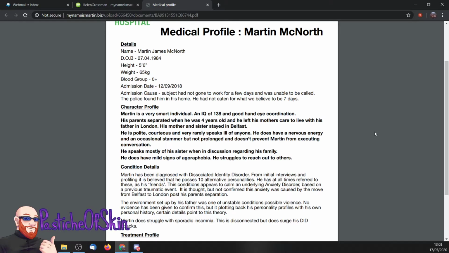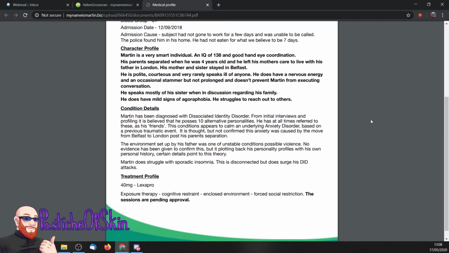Admission date 12/09/2018. Admission cause: subject has not gone to work for a few days and was unable to be called. Police found him in his home. He has not eaten for what we believe to be 7 days. Not good. Martin's a very smart individual, an IQ of 138 and good hand-eye coordination. His parents separated when he was 4 and he left his mother's care to live with his father in London. His mother and sister stayed in Belfast.